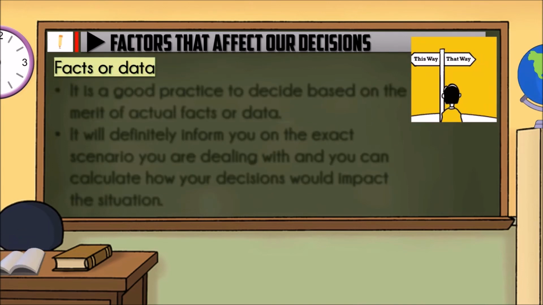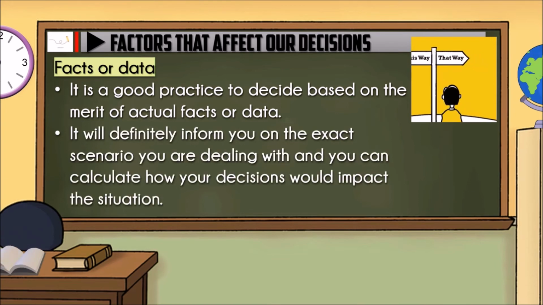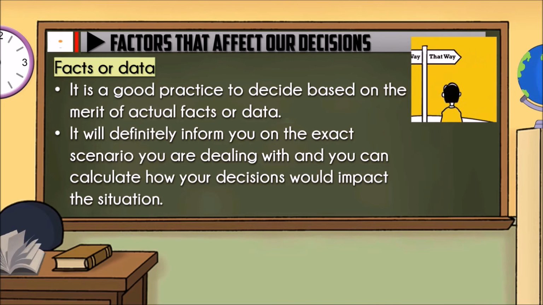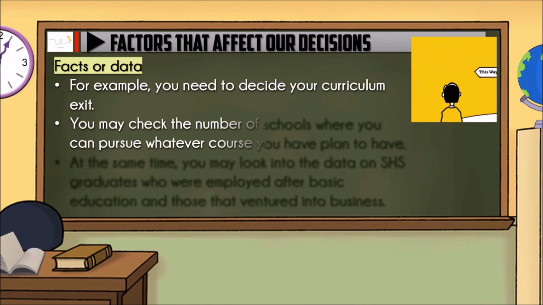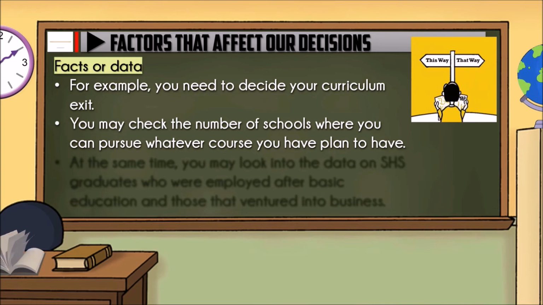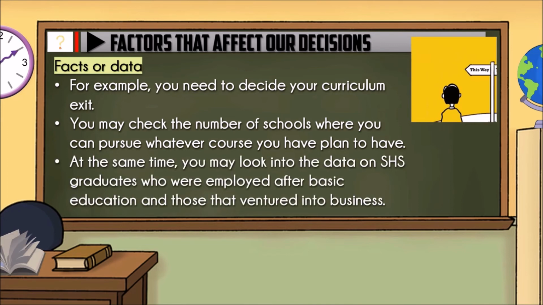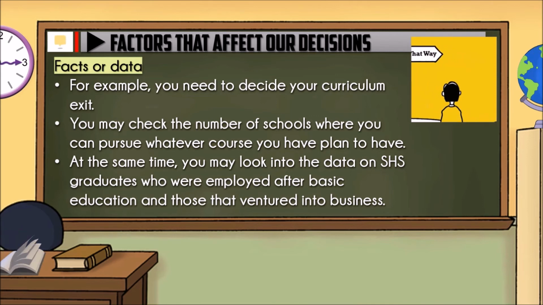Facts or data. It is a good practice to decide based on the merit of actual facts or data. It will definitely inform you on the exact scenario you are dealing with and you can calculate how your decisions would impact the situation. For example, you need to decide your curriculum exit. You may check the number of schools where you can pursue whatever course you have planned to have. At the same time, you may look into the data on senior high school graduates who were employed after basic education and those that ventured into business.